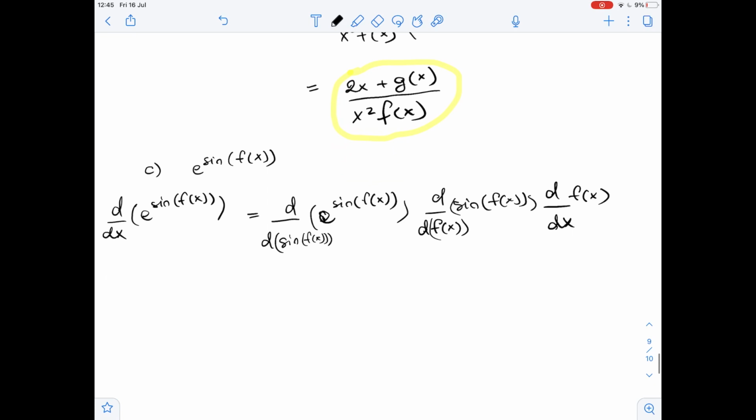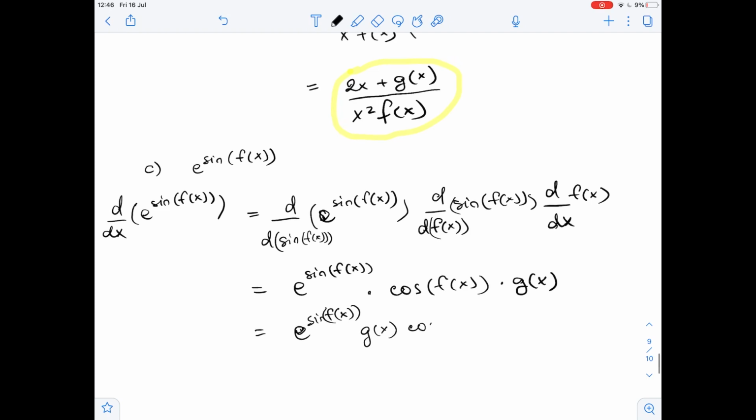Let's simplify it. So here we get e to the power of sine of f of x multiplied by cosine of f of x multiplied by g of x. So this equals e to the power of sine of f of x times g of x times cosine of f of x. So this is the answer in part C.